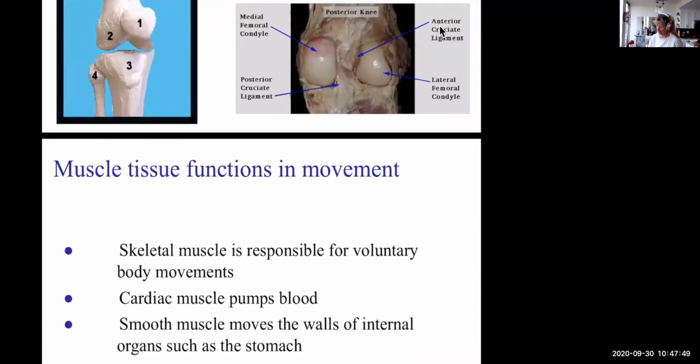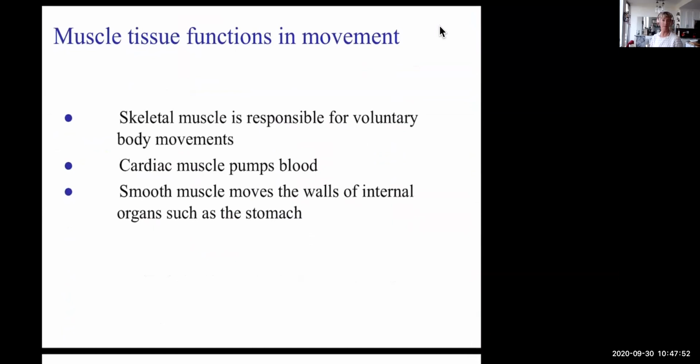Muscle tissue functions in movement, and there are 3 separate kinds of muscle. Skeletal muscle is responsible for voluntary movements. So you can control your skeletal muscle. You'll get into the details of skeletal muscle in the 1220 course when you look at the musculoskeletal system.